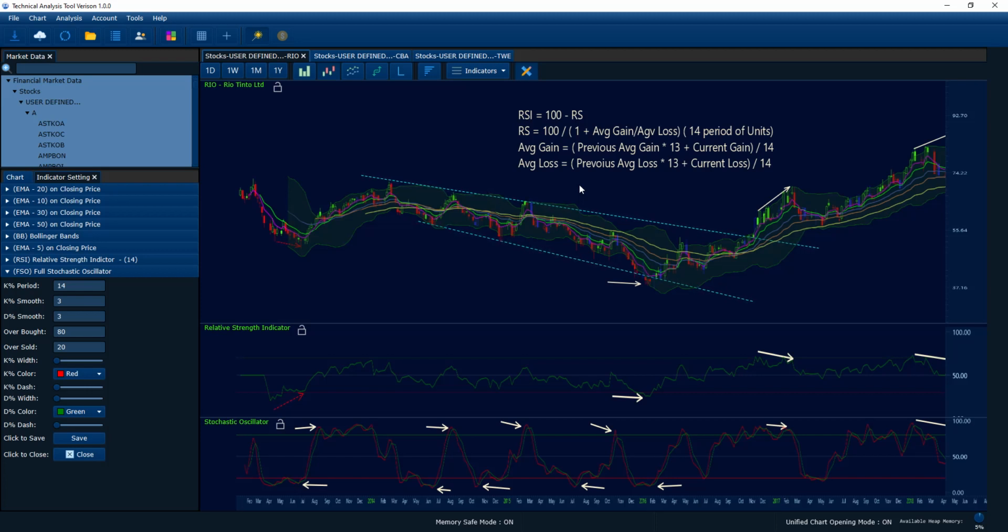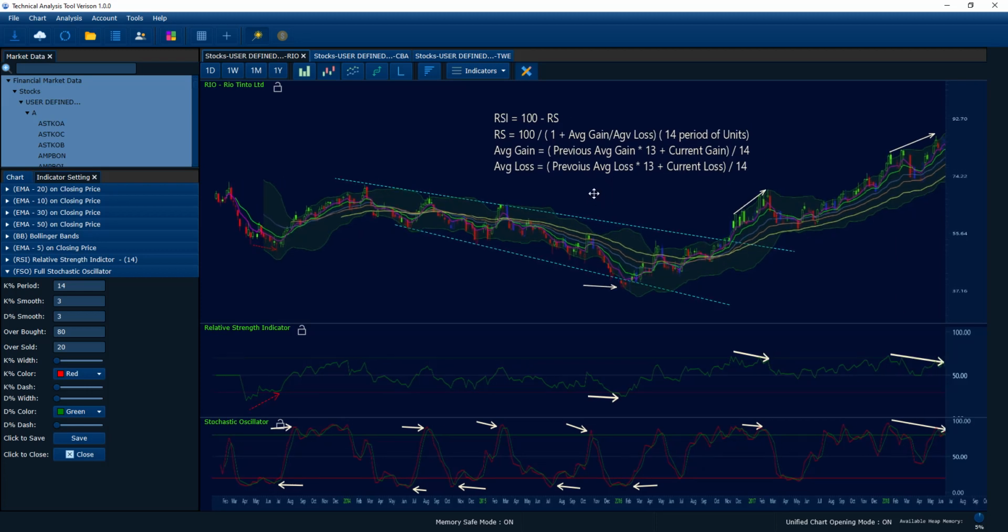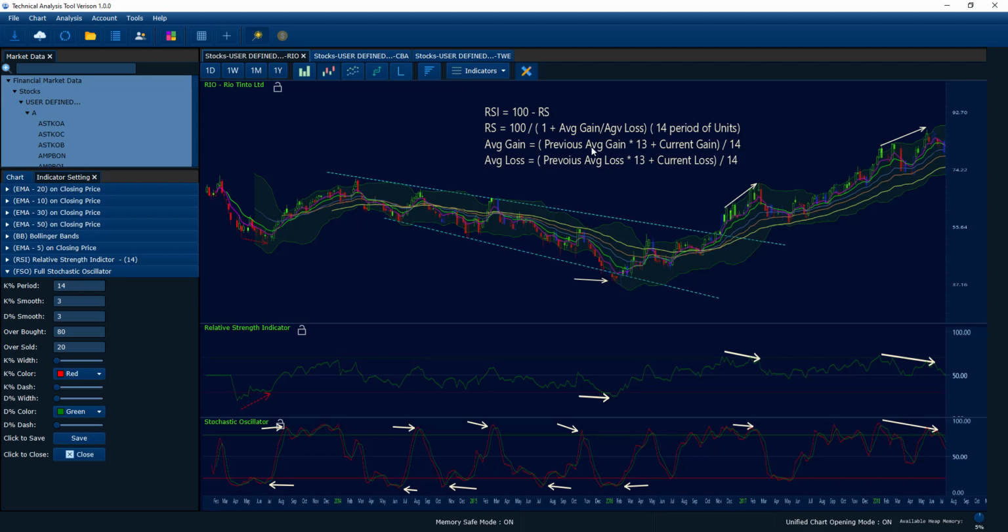So we calculate the 14 period total average gain and average loss, and we divide by 14 because it is a moving calculation process. So we use the previous average gain: for the previous 14 units average gain, we multiply by 13, plus today's gain, and then divide by 14, so you get another average gain, which is the current average gain. Same process for the average loss.